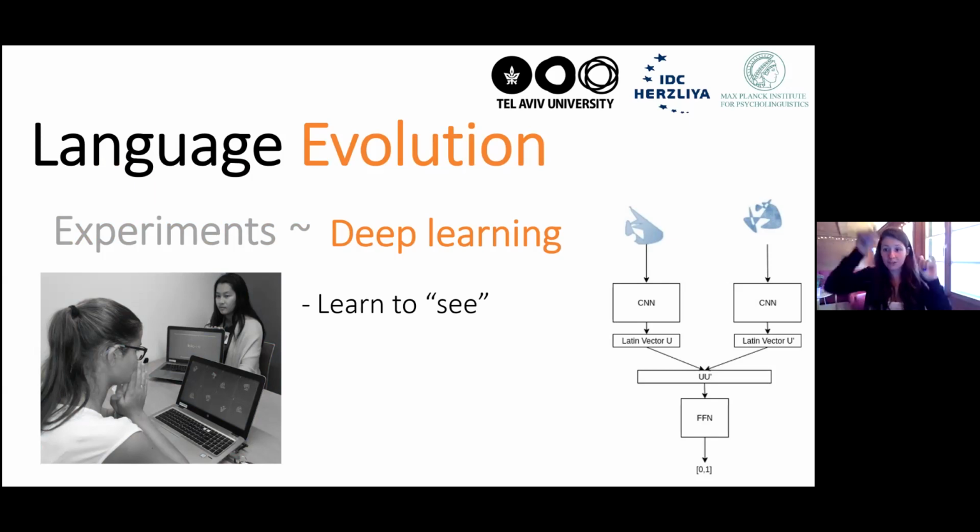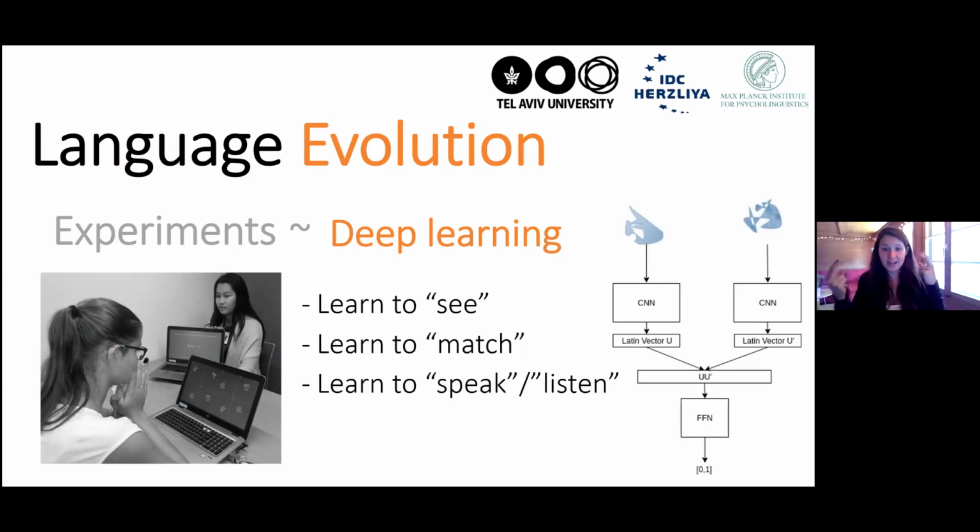So learning how to match, right? So is this scene the same as the other one? It's kind of a bit like the guessing part of the experiment I showed you. And then there would be a recurrent neural network encoder and decoder that would translate these inner representations into short text strings and then back. So basically learning how to speak and learning how to listen. So given an image, produce a text, and given a text, match it to an image.